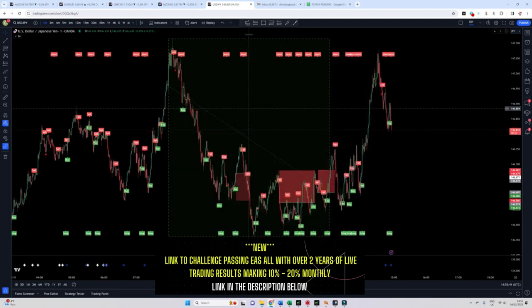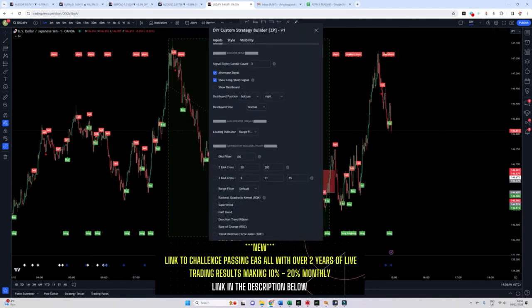All that's left for me now is to show you how this system works so you can get this on your TradingView within the next 20 minutes or so. We only actually have two indicators that run this whole simple system. The first one is the DIY custom strategy builder, and there is only one setting that you need to concern yourself with in this indicator.